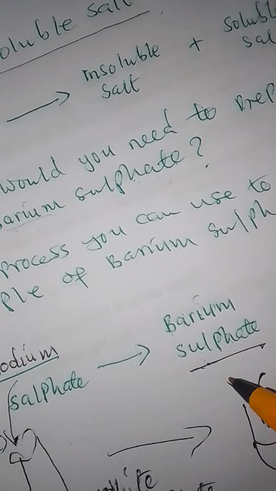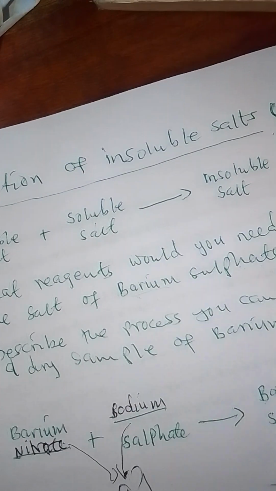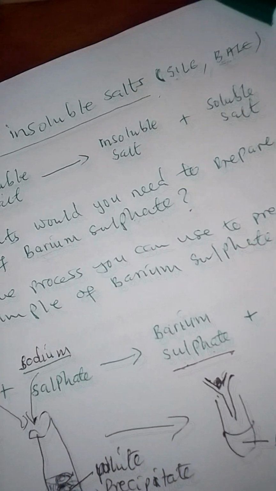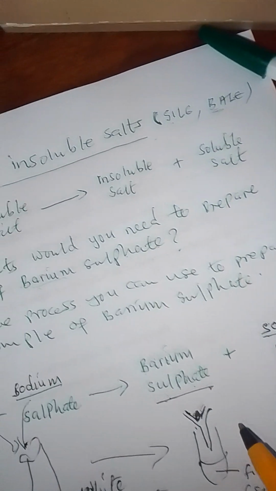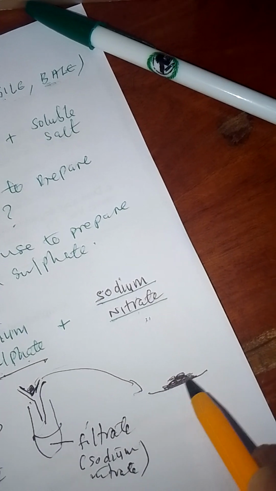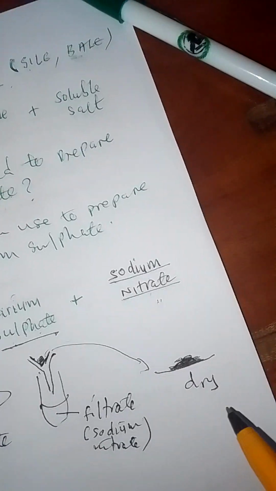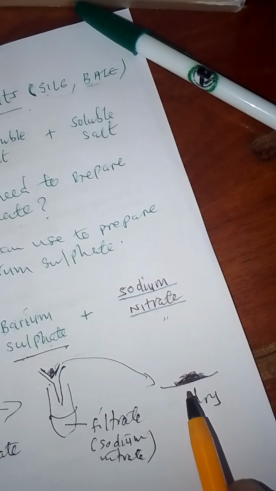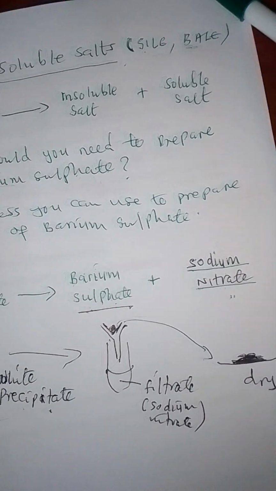Okay, then the residue here will be barium nitrate. Then you have to remove this residue. You spread the filter paper here, you remove this filter paper, then you spread this barium sulfate and leave it to what? To dry. You can dry it using sun drying or an oven, or you can use tissue or filter papers to absorb the water from this.